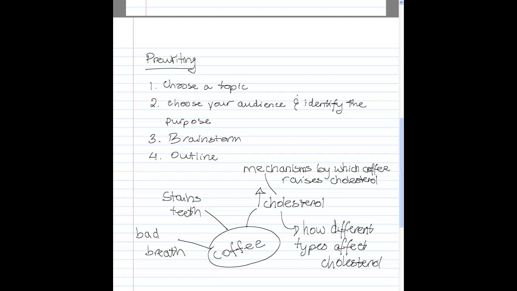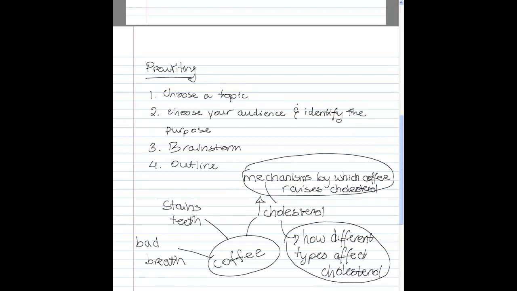And you always want to make sure that these points relate back to our main idea that coffee is bad. So when you're writing your essay, you always want to relate these two points back to why coffee is bad. So you're going to want to do the same thing for why coffee stains your teeth and why coffee gives you bad breath. So again, you want to make sure that you have supporting arguments for everything, and you want to make sure that these supporting arguments relate back to your main idea of why coffee is bad.